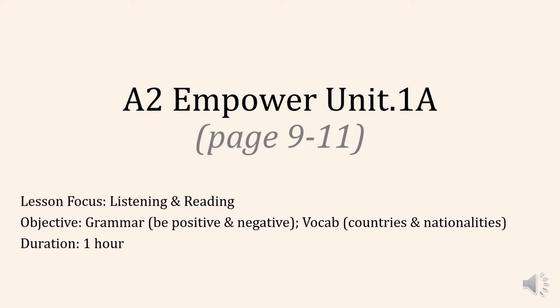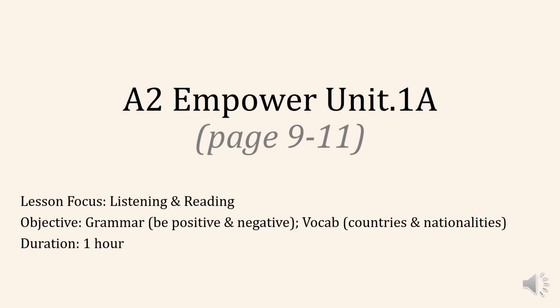This is the lesson plan for A2 Elementary Cambridge Empower Unit 1A from page 9 to 11. The students are going to do some listening and reading activities from which we aim to conduct a grammar lesson of present simple, verb to be, positive and negative, and vocabulary about countries and nationalities. The lesson should last about an hour, depending on your students and their levels.